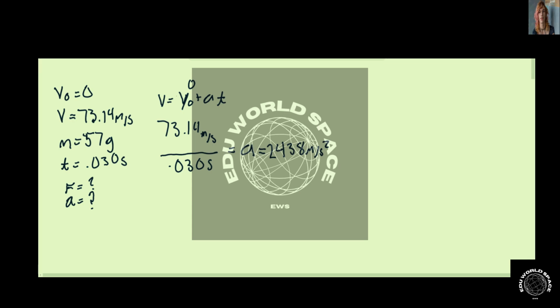All right, so we have an acceleration here, and now we want to get a force. So F equals ma. We have both mass and acceleration, so this is going to be an easy calculation. We have 57 grams. If we want newtons, which I would prefer here, you're going to want to go with 0.057 kilograms times your 2,438 meters per second squared. Now we have kilogram meters per second squared. That is going to be a newton. That value ends up being 139 newtons.